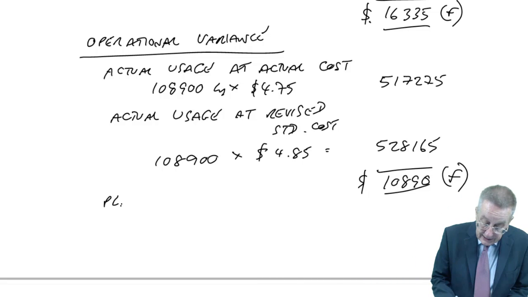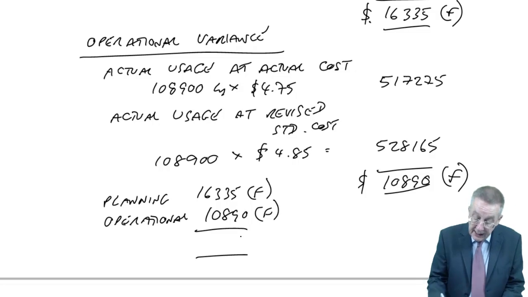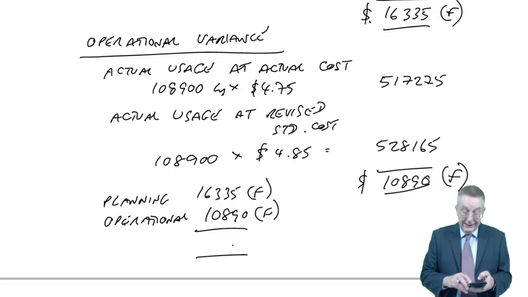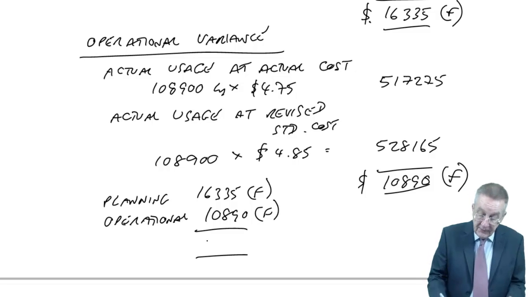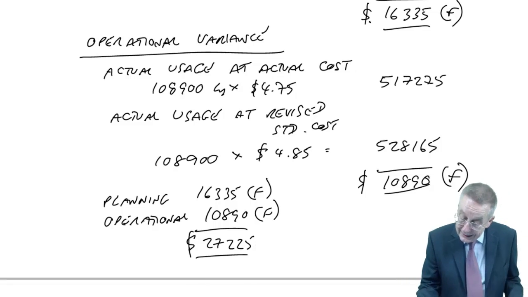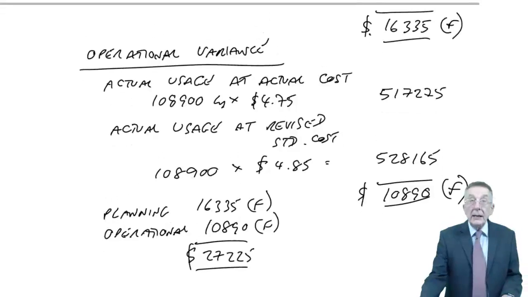The planning variance was 16,335 favourable. The operational, 10,890 favourable. The two together, 27,225. Was that what we had originally? Yes, it was. So all we've done is analyse it.